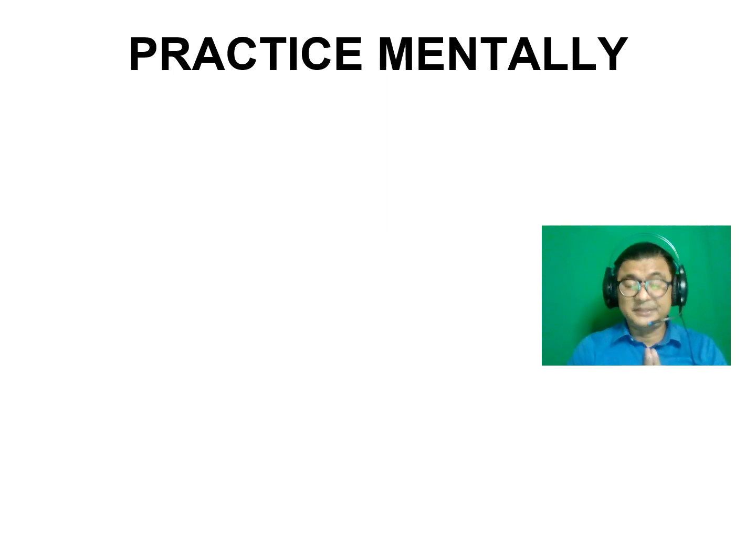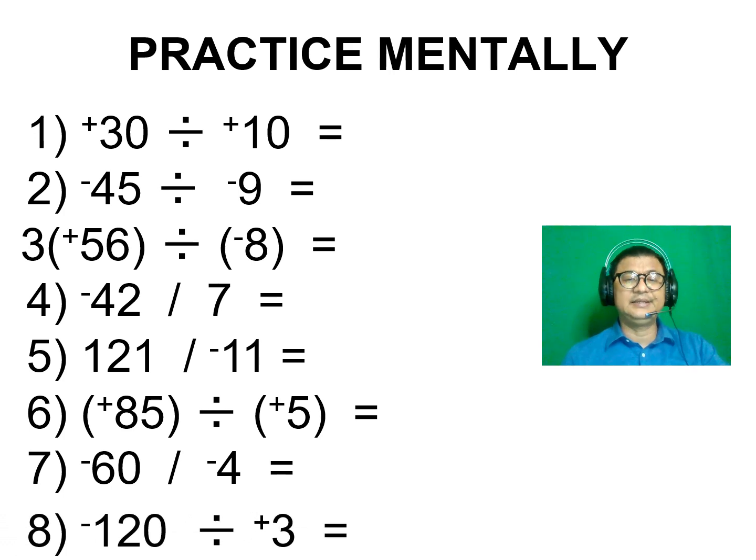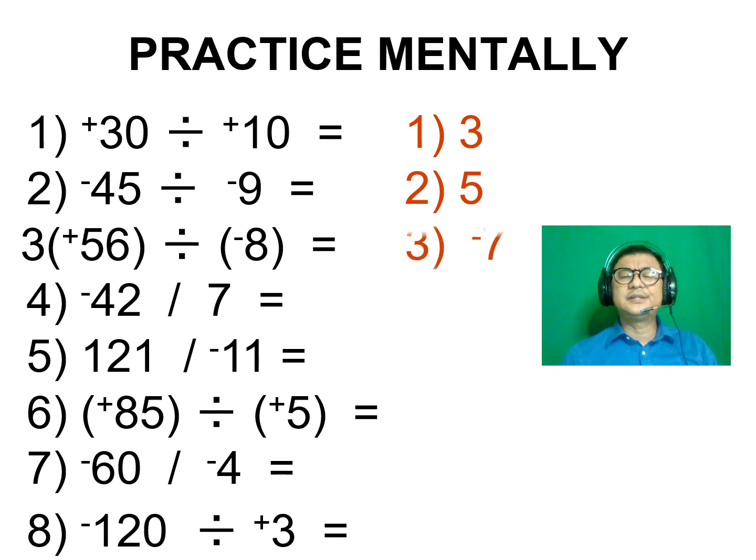Now, let's practice this mentally. Again, remember the rule only works for two numbers. If it's more than two, it won't work. So, think on how you're going to solve the other operation. Let's start with number 1 to number 8. Okay? Number 1, think. Here we go. 3, correct. Think mentally. Answer 5. Okay, got it right? 56 divided by negative 8. What do you have? Different signs? Yes, negative 7. 42 divided by 7, you know, the slash means division.